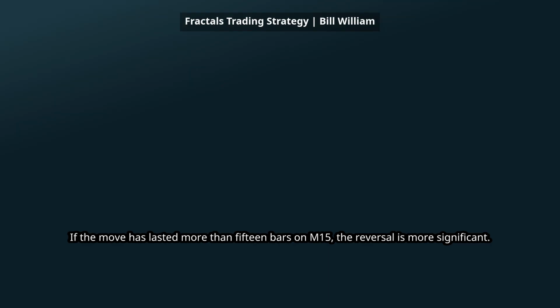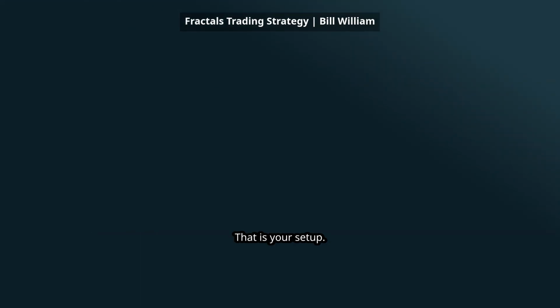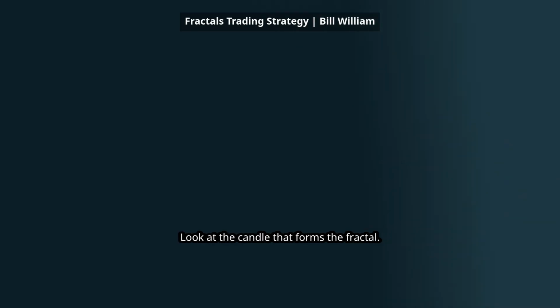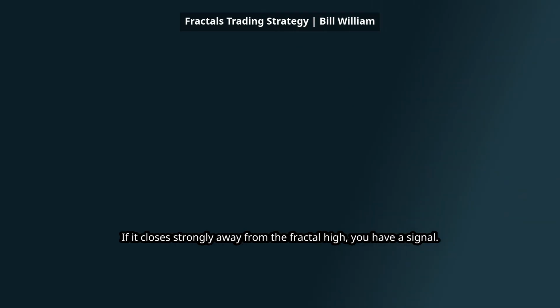Look at the candle that forms the fractal. If it closes strongly away from the fractal high, you have a signal. Weak close means it is a trap. I wait one more bar after the 5th close. That bar should not retest the fractal level. If it does, the fractal fails.